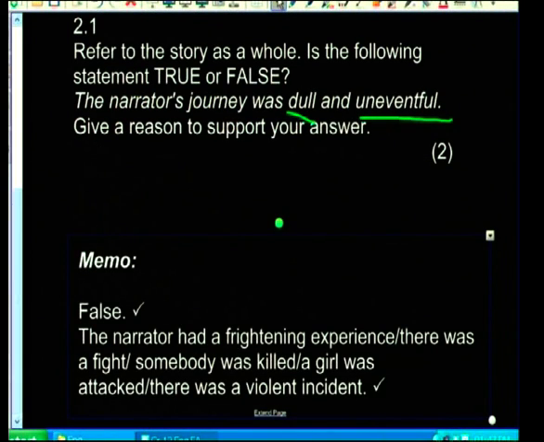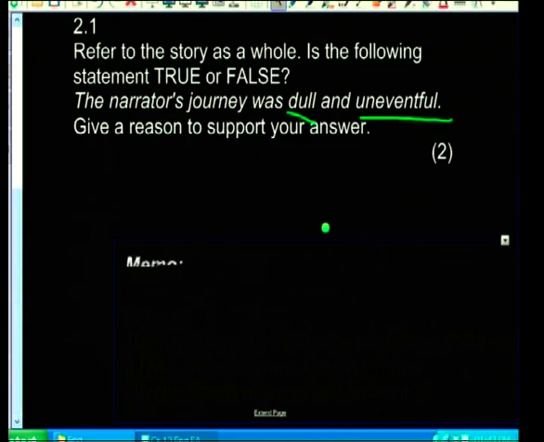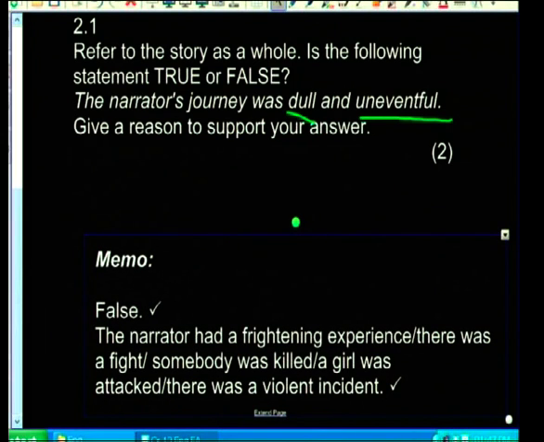The answer is false, and you've got to give a reason to substantiate why you believe that the answer was false. You can say, the narrator had a frightening experience. There was a fight. Somebody was killed. A girl was attacked. There was a violent incident. You can state any one of these points and you would be correct. You would get your 2 marks for that question. You don't have to state all those points. Those are just extra points.